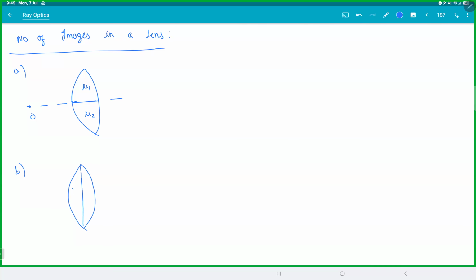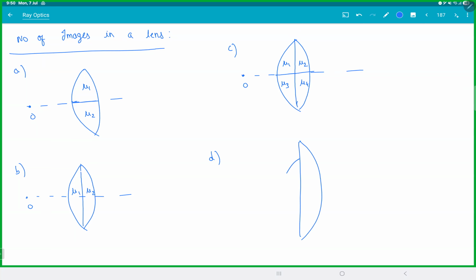Suppose if you have a lens here, left side is mu1, right side is mu2. Now how many images will form? Let's say lens is made into 4 parts, mu1, mu2, mu3, and mu4. Now how many images will form? Let's say you have a lens like this, mu1, mu2, mu3, and mu4. Now how many images will form?